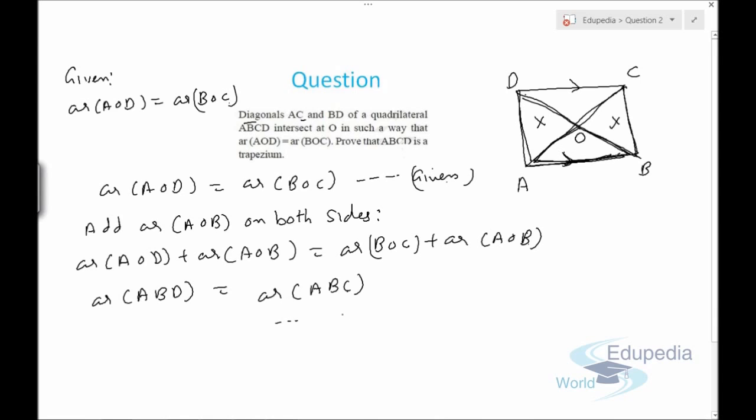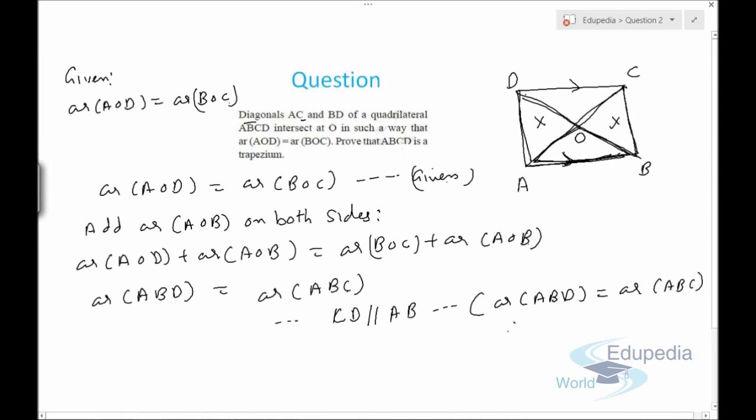So we can say that the line CD should be parallel to AB. So why should the line be parallel? Because since area of ABD is equal to area of ABC and they have the same base AB, so we can say by converse of the theorem, so CD is parallel to AB.